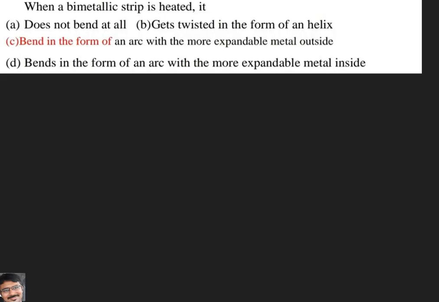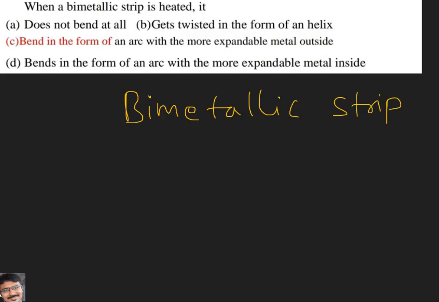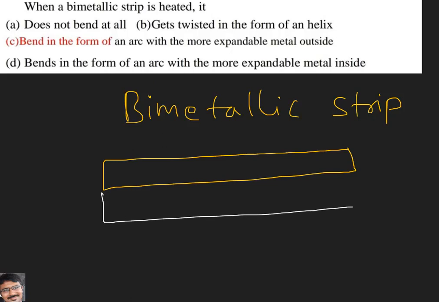Now I am going to discuss the bimetallic strip. The topic is bimetallic strip. What is this bimetallic strip? A bimetallic strip is nothing but two dissimilar metals joined. So this is one metal, let me take, and another metal is joined like that, they are combined. This is called a bimetallic strip.